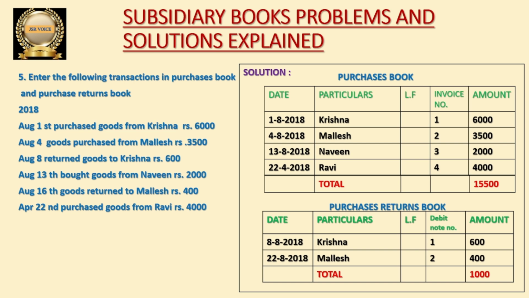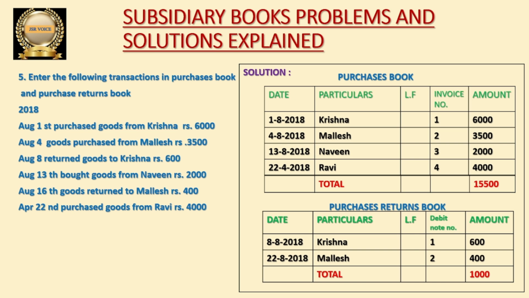Okay, go to the second book here, right side down, purchase returns book, date column 8-8-2018, particulars column, same name will be recorded, Krishna. Debit note number, same serial numbers again, because it is not available in the question. 1. Next amount 600. That's all. Let us go to next one, 13th one.